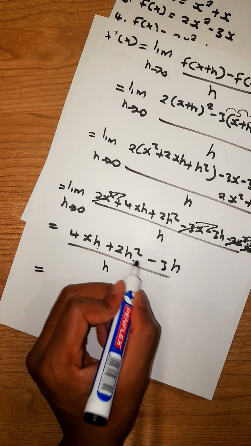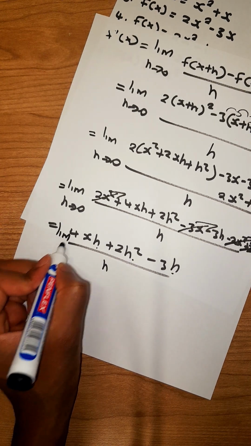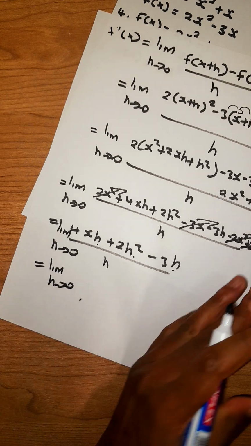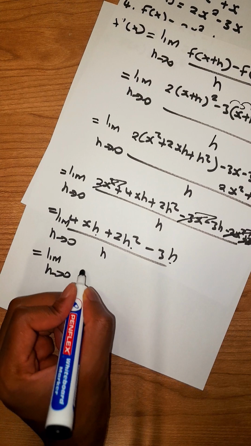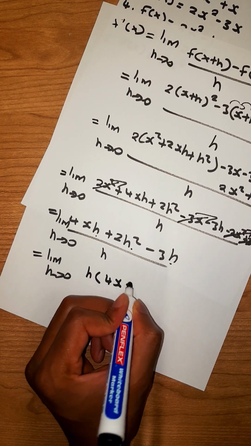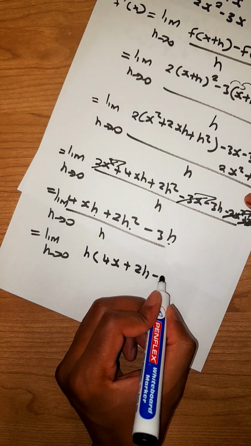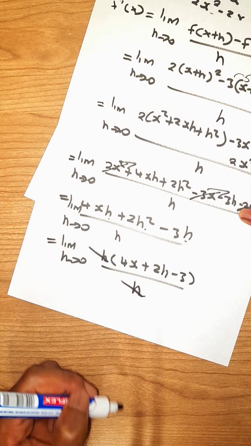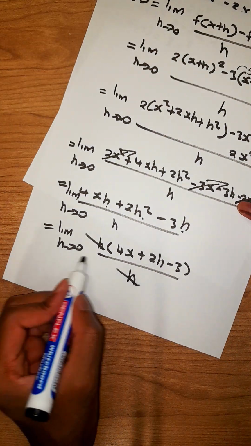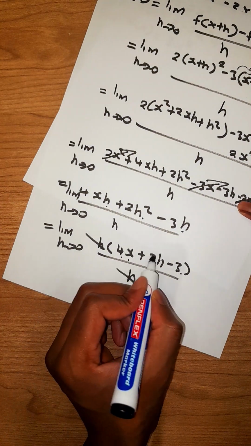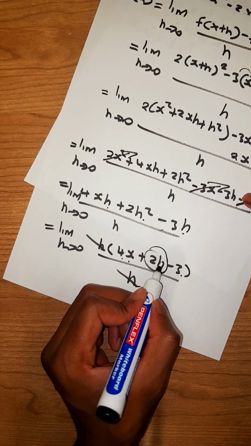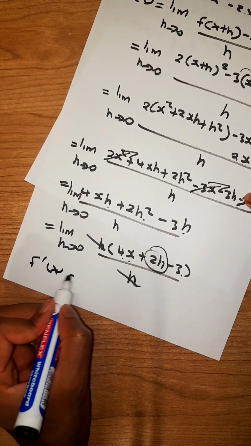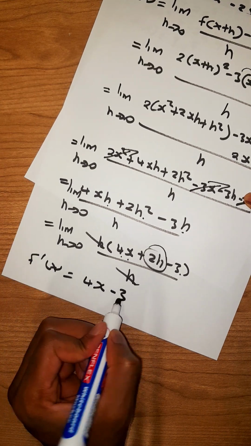You want to take out the common factor of h, so the limit as h approaches 0, you want to take the common factor of h. You're going to have 4x plus 2h minus 3 divided by h. So h and h are going to cancel out. You're actually left with 4x minus 3. For the next step, you're just going to substitute 0 wherever there's the value of h. So you find that f prime of x is just going to be 4x minus 3.